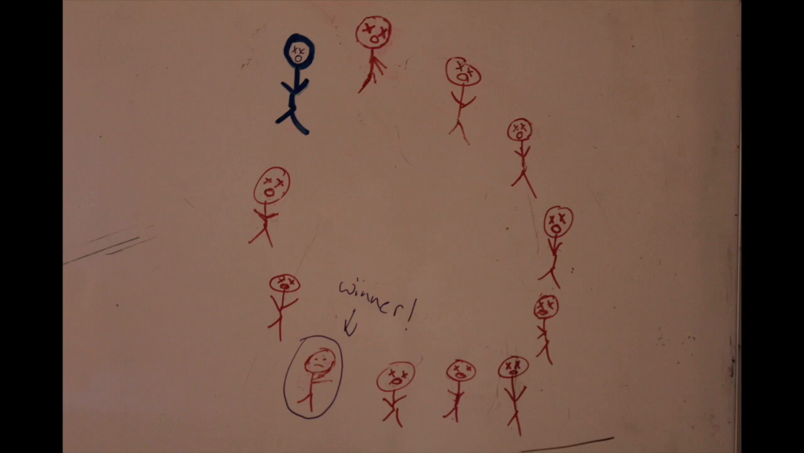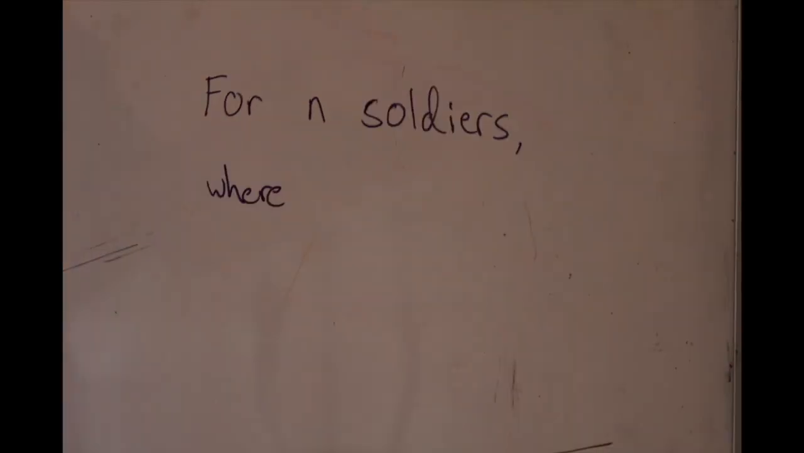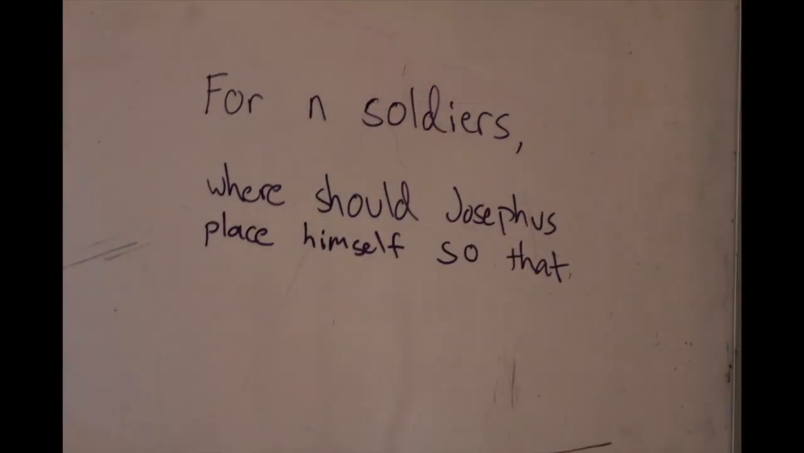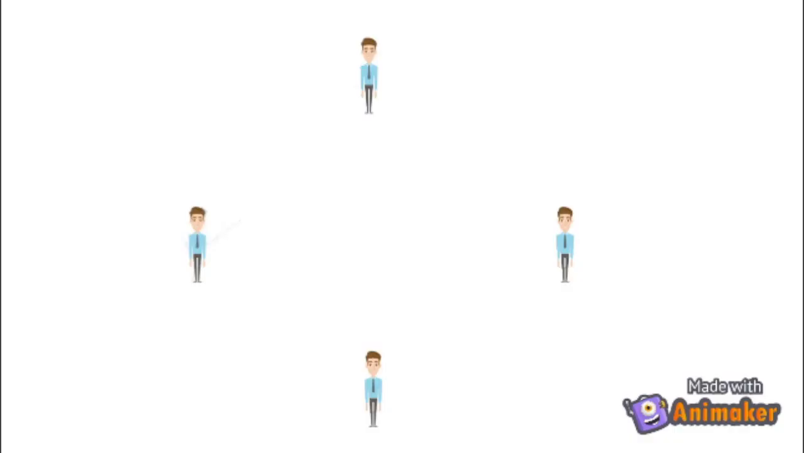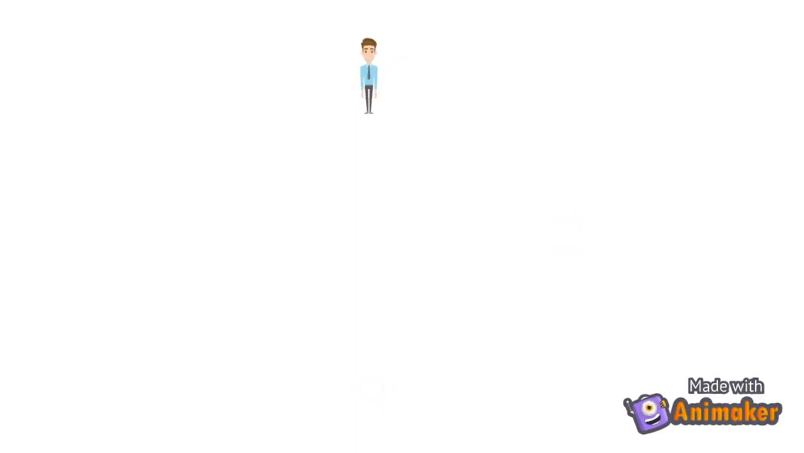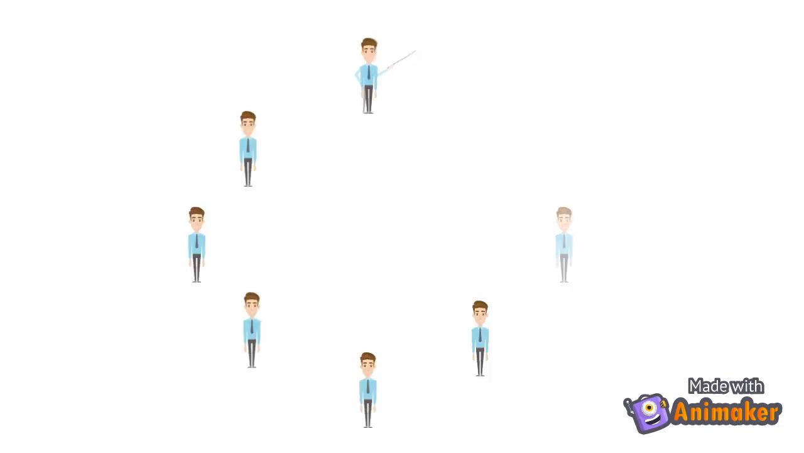So we can derive a pretty interesting mathematical problem from this scenario. For n soldiers, where should Josephus place himself so that he is the survivor? Here's an example if n was equal to 4, or there were 4 soldiers in the circle. And here's an example when n equals 8.